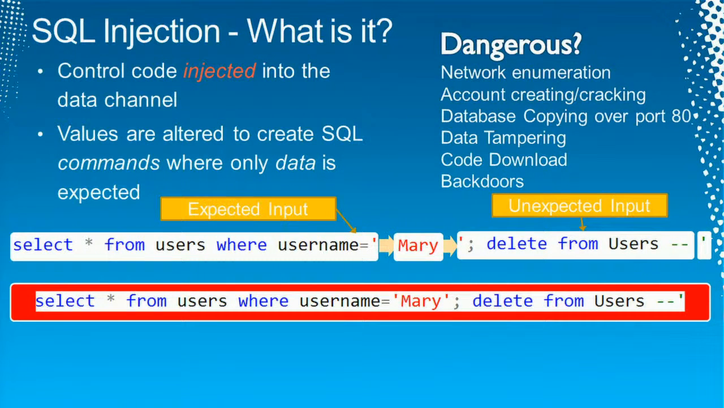Well, what happens if instead of entering Mary, an attacker enters a closing quote, and then enters delete from users and --, which would essentially comment out the rest of your query? That would form the query we see in red at the bottom here, which really is two separate commands, completely valid SQL. It would select the results, and then separately would delete every user in the database. So it's very simple and very dangerous.